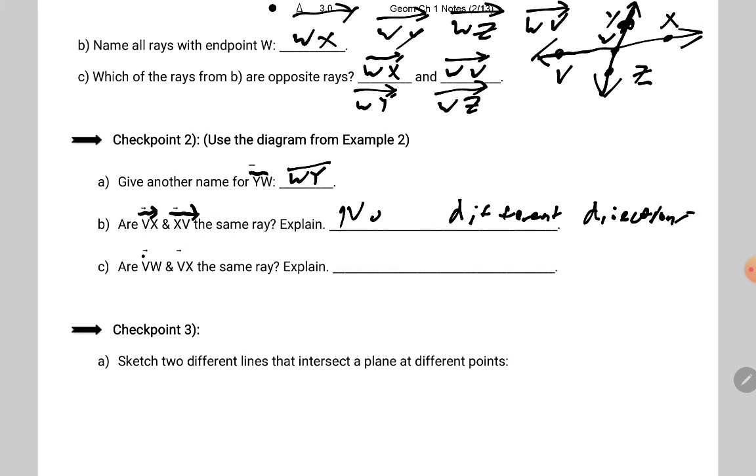And then are VW and VX, the rays, the same ray? VW and VX, yes, because it's the same line. They both start at V, and they both go in the same direction. Same direction. Same start point.